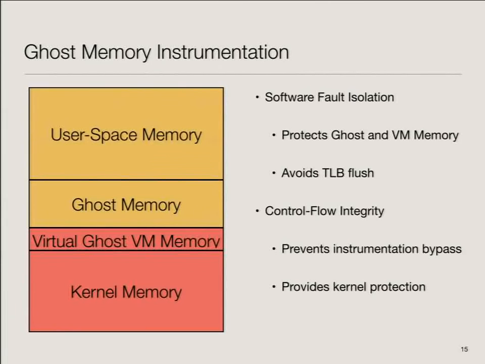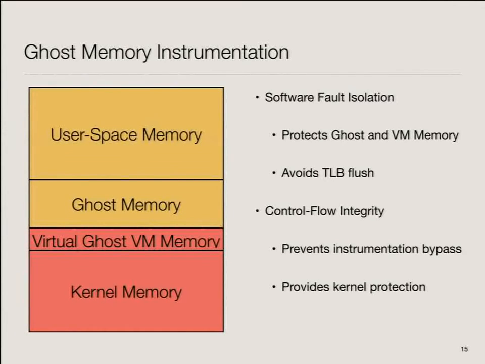Now, by this time, you're probably asking me, John, how do you keep an operating system kernel from writing into ghost memory and VM memory? The trick, the secret sauce, is software fault isolation instrumentation. So what we do when we're translating from virtual instruction set code to native code is we look for all the load and store instructions in the operating system kernel, and we add some instructions before them. What these instructions do is they check to see whether the pointer that's going to be used in the load or store is pointing into user space memory or kernel memory.